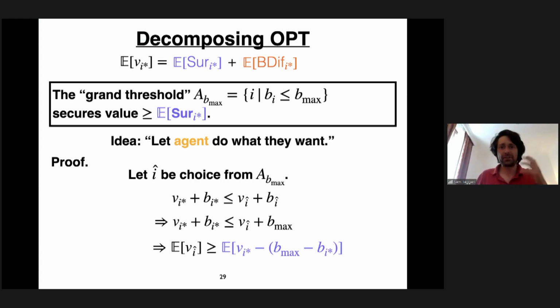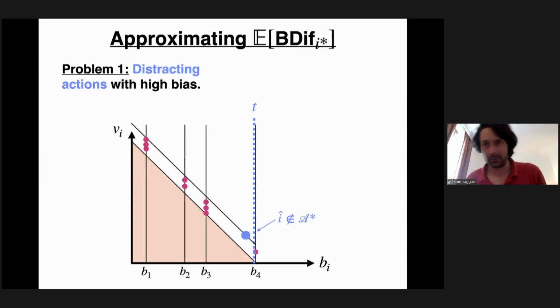So somehow this surplus term really is the portion of the utility that the agent and the principal agree on. And you can just let the agent do what they want and they'll basically give it to you. So that gives us one approximation of the surplus term. Now let's think about the bias difference term. And this is going to be much trickier.